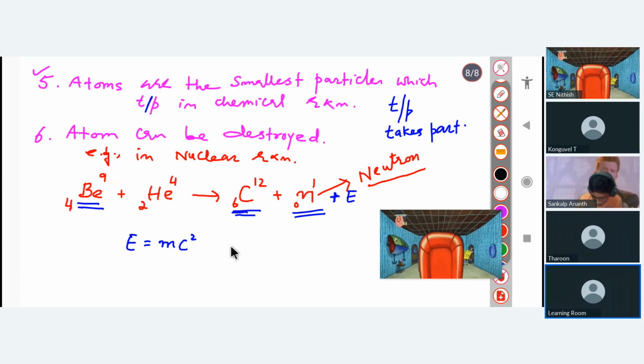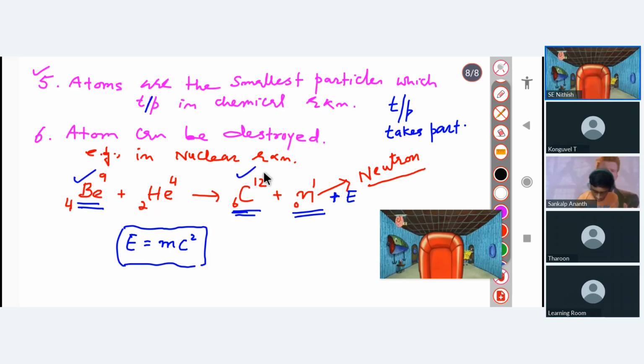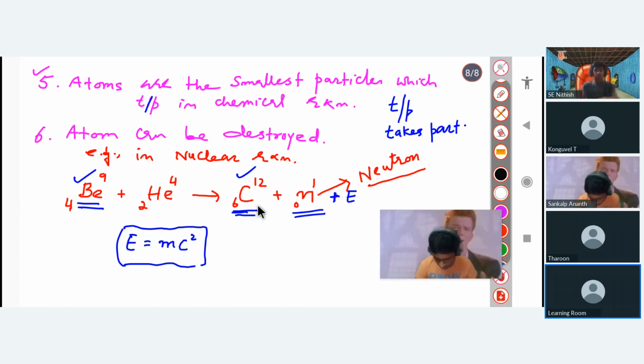Okay, now tell me that here what you have got. We have got that atom can be destroyed. We can just convert one atom into another atom, right? Is it clear? Yes, sir. So this was the modern atomic theory and the postulates of this. I hope that now you can ask the question. If you have any doubt, any question, you can tell me.